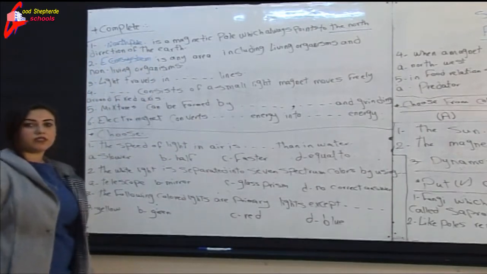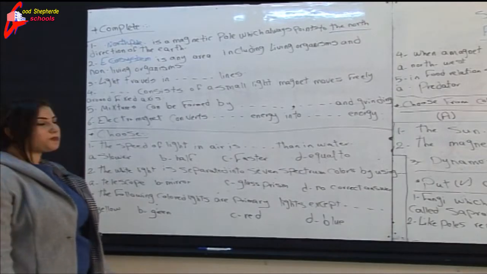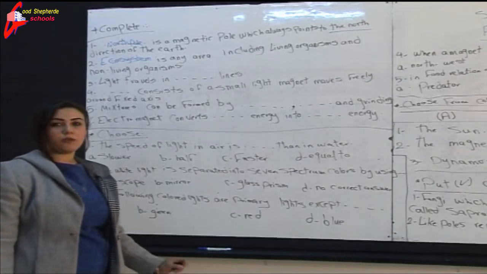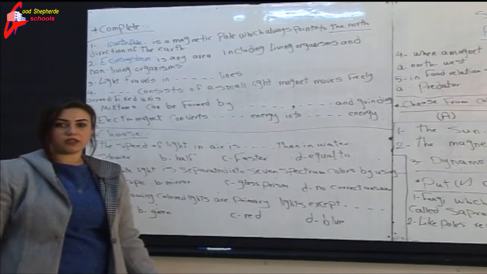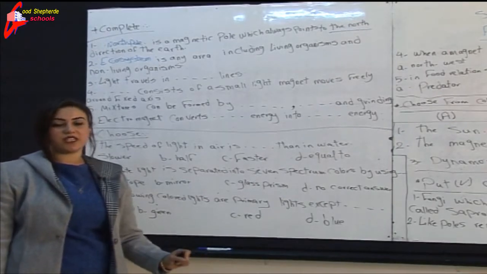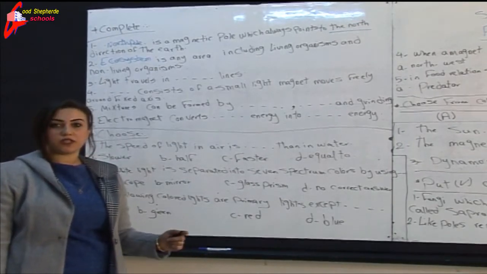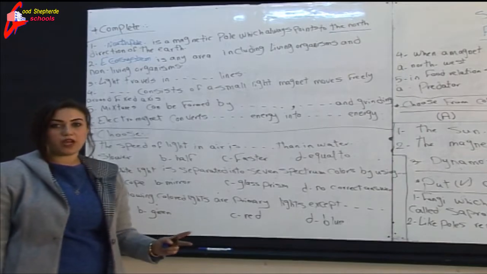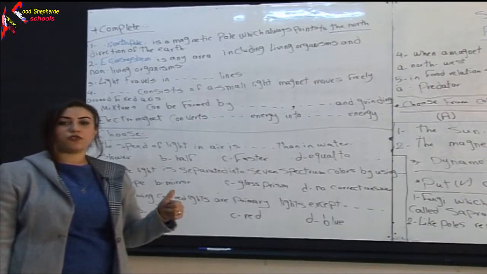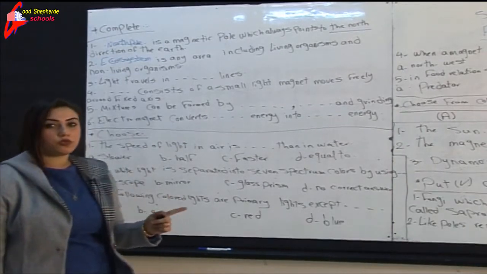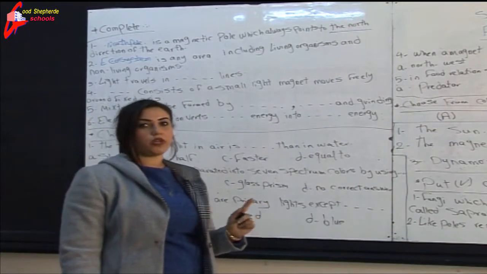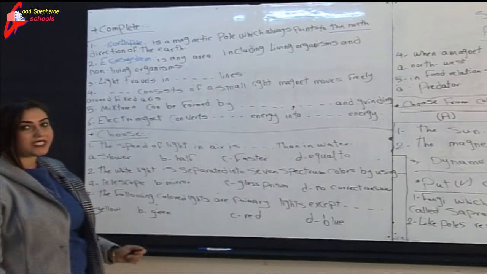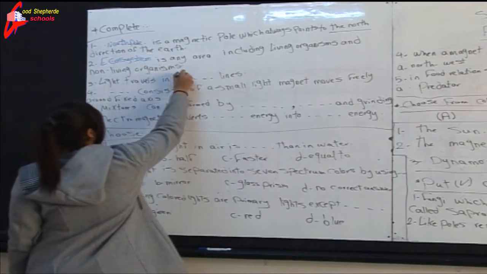Number three, that light travels in blank lines. Do you remember in the property of light that the light travels in straight lines? And after that, there are two phenomena that happen. Number one is formation of shadow, and number two, formation of image through narrow holes. So the light travels in straight lines.